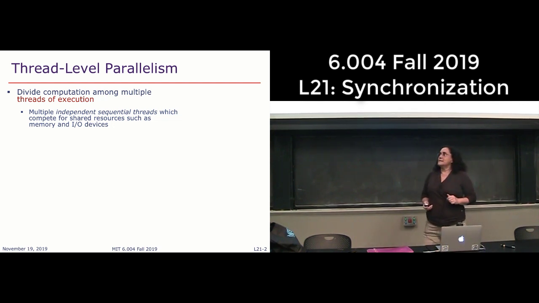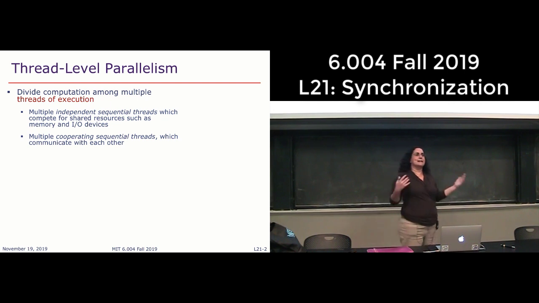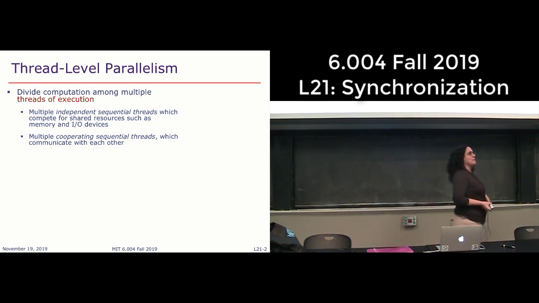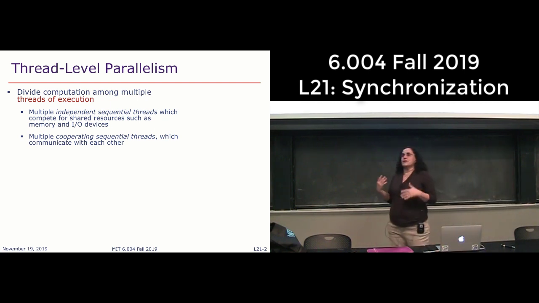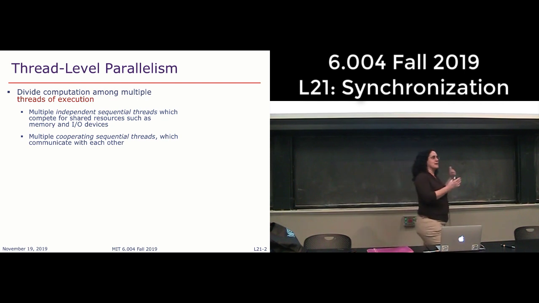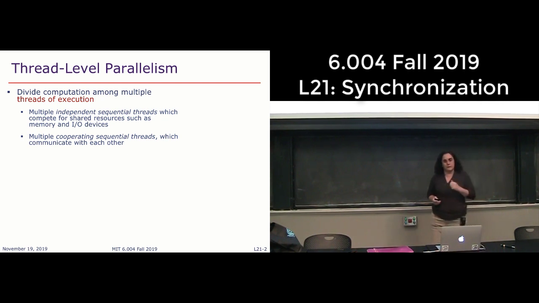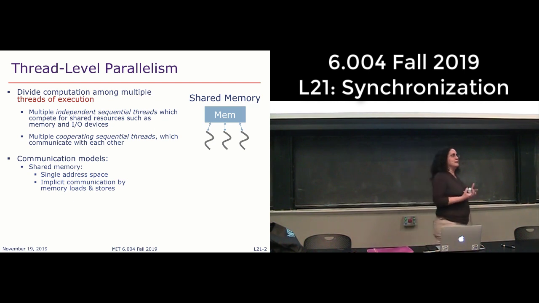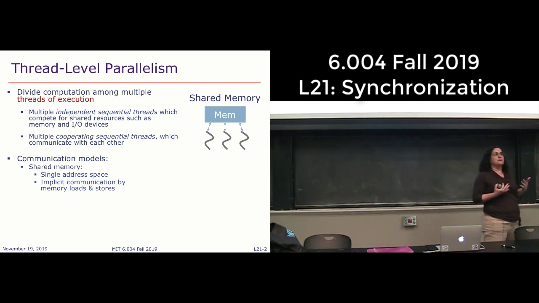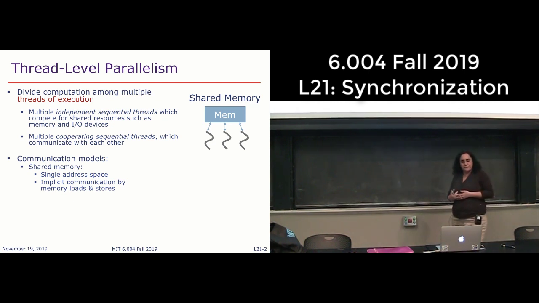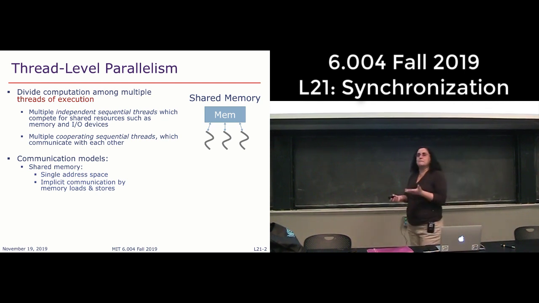Another choice is to have threads that communicate with each other. The minute you have threads that communicate with each other, you have to make sure that things are happening at the right time, so that what they're communicating is being sent and received at the right time. That's what we're really going to focus on today. There are two communication models that we consider. The first is a shared memory model.